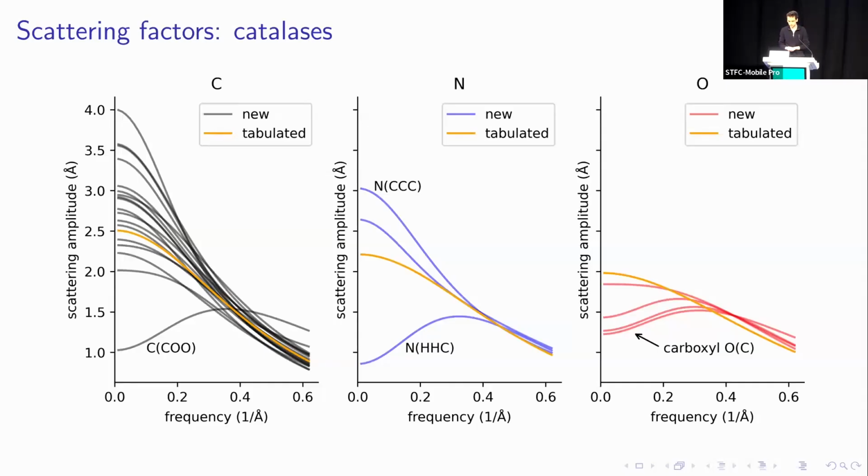And at the moment, we can only speculate about why that is. It could be because of radiation damage. So, for example, these carboxyl groups are known to undergo radiation damage. Could be due to some charge effects or some other artifacts. So we're in the process of investigating this.